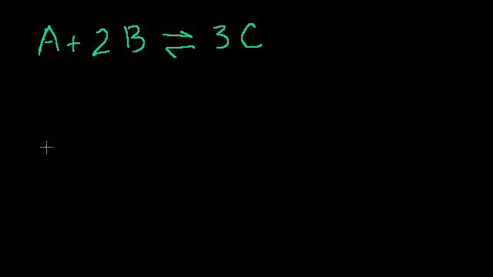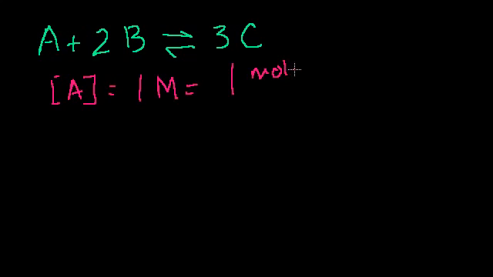So let's say I have some molecule A, 1 mole of molecule A plus 2 moles of molecule B are in an equilibrium with 3 moles of molecule C. And let's say that once we're in equilibrium, we go and measure the concentrations, and we figure out that the concentration of A is 1 molar, which is equal to 1 mole per liter. That's the concentration of A.